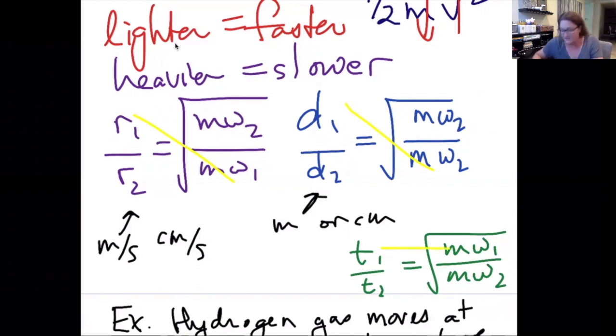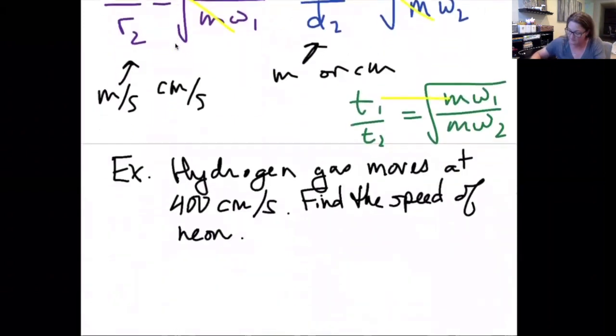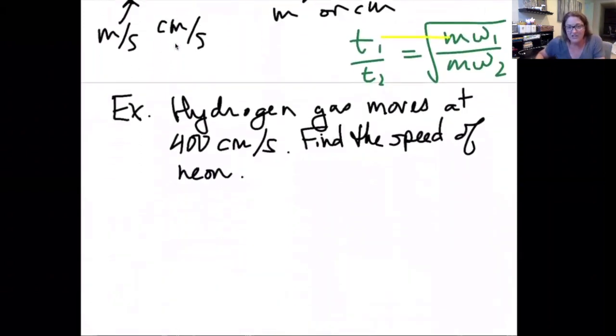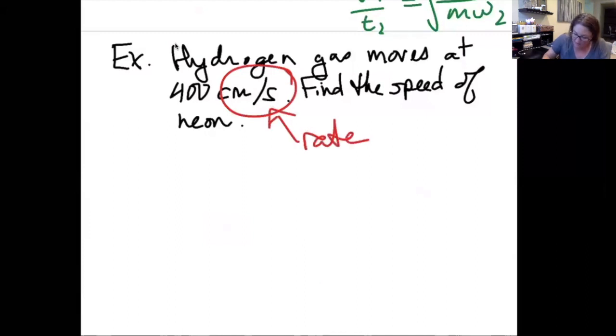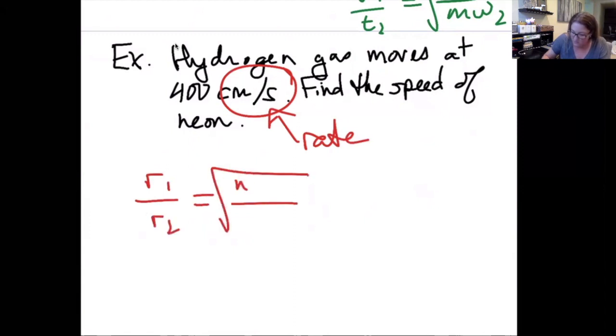So let's take a look at a sample problem. We're going to decide which formula to use, and then we're going to use it. So hydrogen gas moves at 400 centimeters per second. Find the speed of neon. Centimeters per second is a rate. So I'm going to use rate 1 over rate 2 equals molecular weight 2 over molecular weight 1.